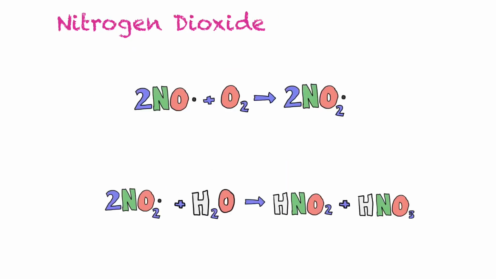Following this, nitrogen monoxide reacts with oxygen to create nitrogen dioxide. So we have 2NO plus oxygen making 2NO2. And this also is a free radical, so it's going to continue reacting. That nitrogen dioxide reacts with water to form nitric acid and nitrous acid, so HNO2 and HNO3. Those contribute to the acidic rain that we experience.